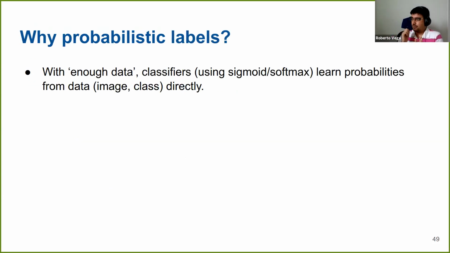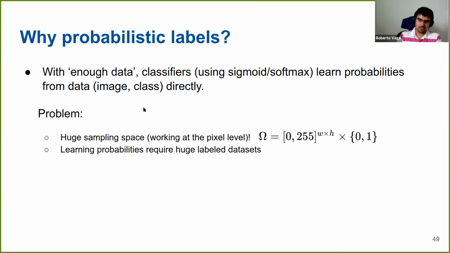So with enough data, if we were able to flip it 1 million times, we would eventually get to the real probability, 0.7. So with enough data, the classifiers that use the sigmoid and the softmax will eventually learn the probabilities from data, in this case, the image and the class directly. The problem is the sampling space. For example, flipping a coin 2 times is not going to be enough, and then we only have 2 options here, heads or tails. In the case of images, the sampling space is huge because we work at the pixel level. The pixels can take values between 0 and 255, but then we have the width times the height number of pixels. And for each of these combinations, we have the possible classes 1 or 0. So with this sampling space, learning the probabilities directly from the data is very, very hard.